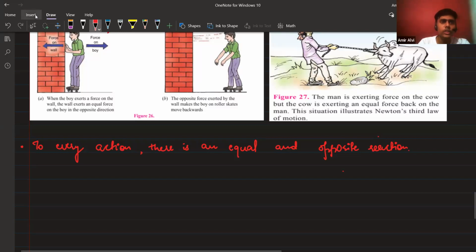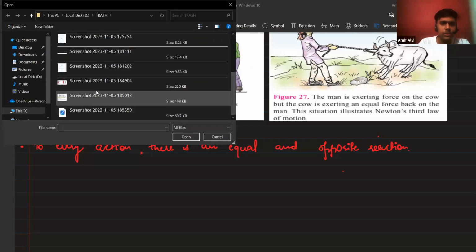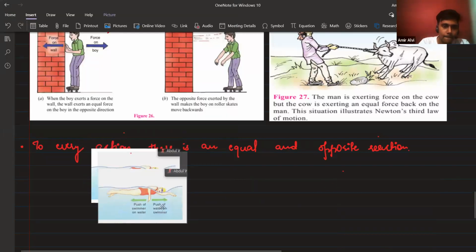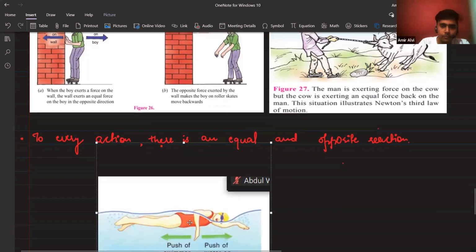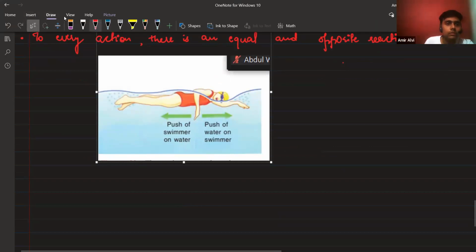This is a theoretical topic, and only these two parts are left. See this: the swimmer is pushing the water behind herself, and the water is pushing her in the forward direction. Is that clear to you, yes or no? Clear now?